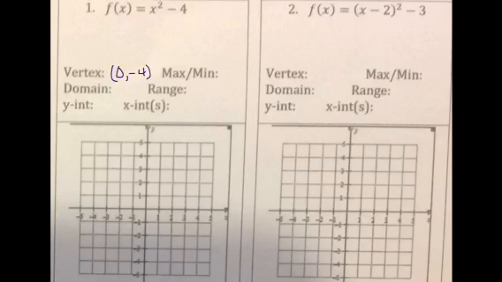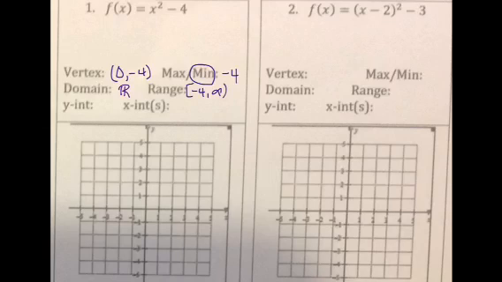This quadratic, the parabola, is concave up because the a value is positive. So for that reason we have a minimum value, and the minimum value is the y value of the vertex. So this is negative 4. The domain is all real numbers, and the range, because again it concaves up, is from negative 4 to infinity.